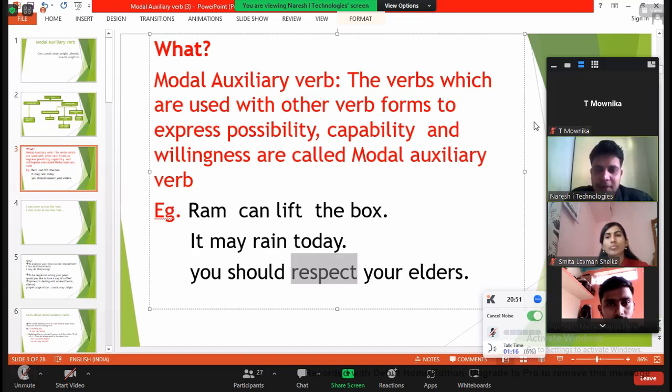Either first one or second one or third one. Which one expresses the possibility? Second one, sir. Why not first one? First one is a capability, sir.